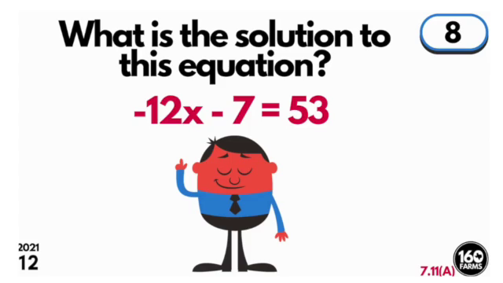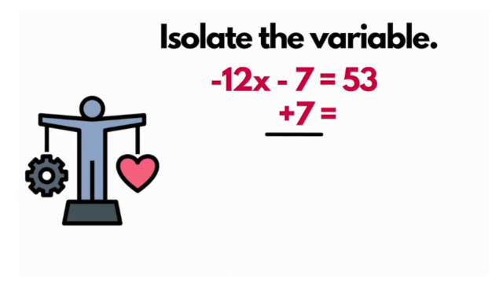12. What is the solution to this equation? Negative 12x minus 7 equals 53. We've got a two-step equation here with algebra. First thing we want to do is isolate the variable.